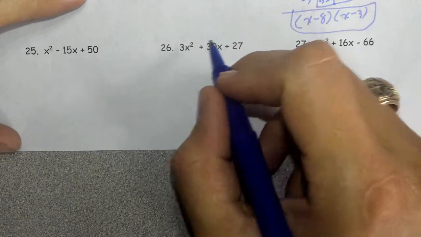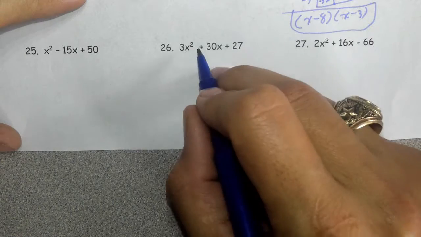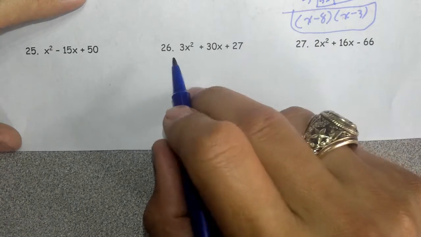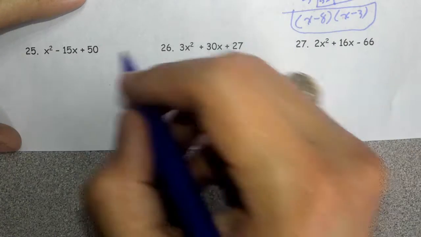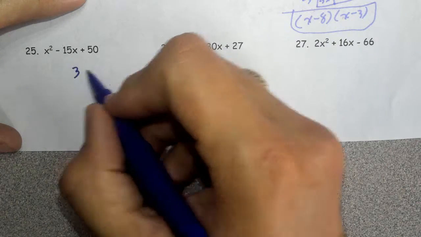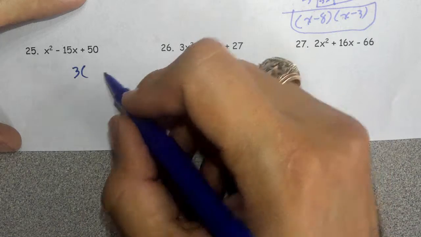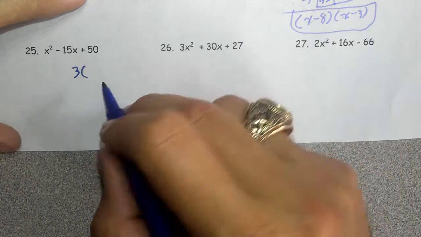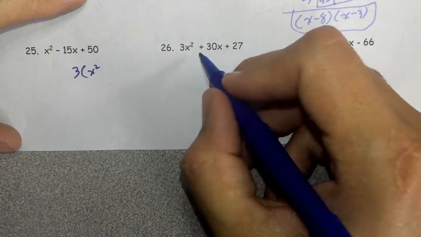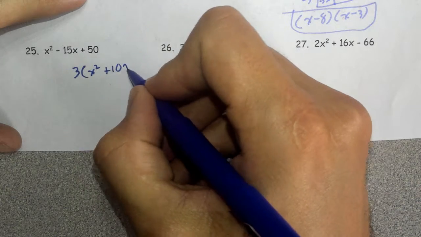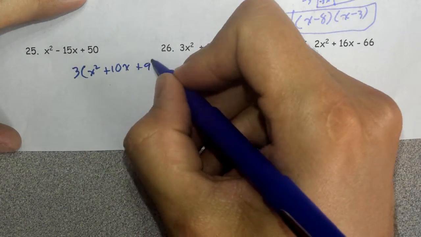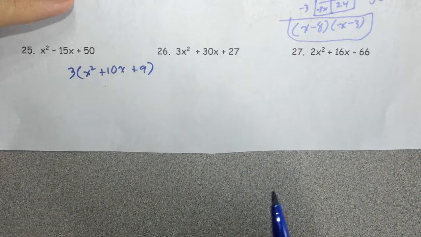But when you do this the right way, you're supposed to say, hey, look, I see that this has a greatest common factor. There's a 3 that will go into all of these. So I'm just going to go ahead and write it over here so I have room to work the 3 different times I'm going to do it. So my greatest common factor is 3. 3 times x squared times 10x and then times 9. So I have a trinomial there.